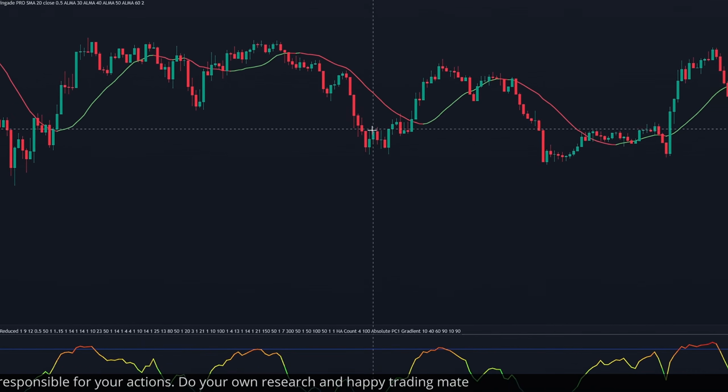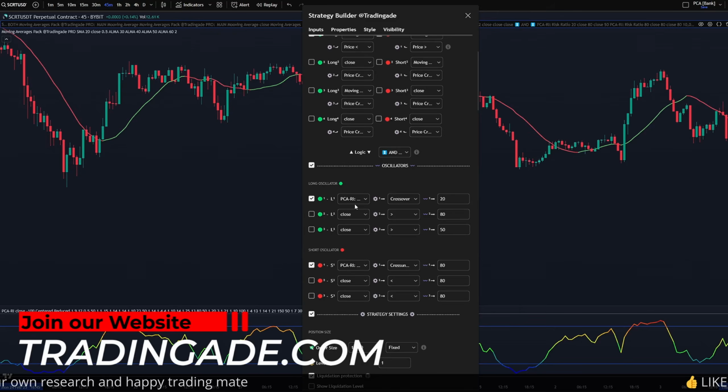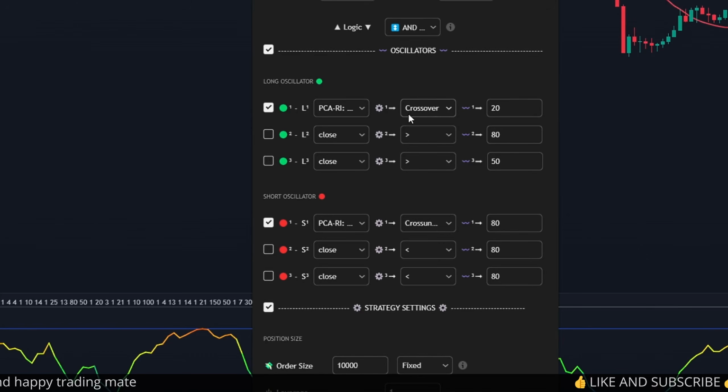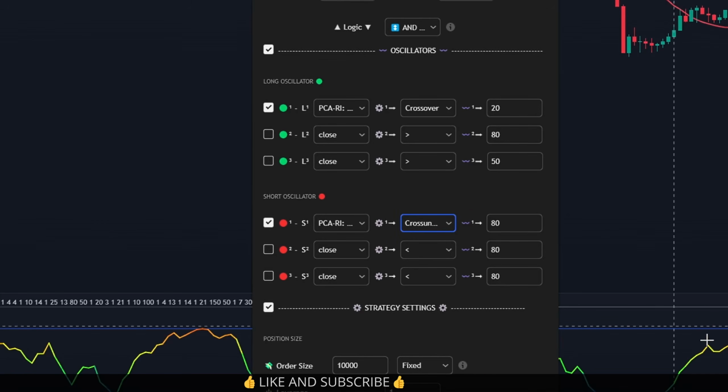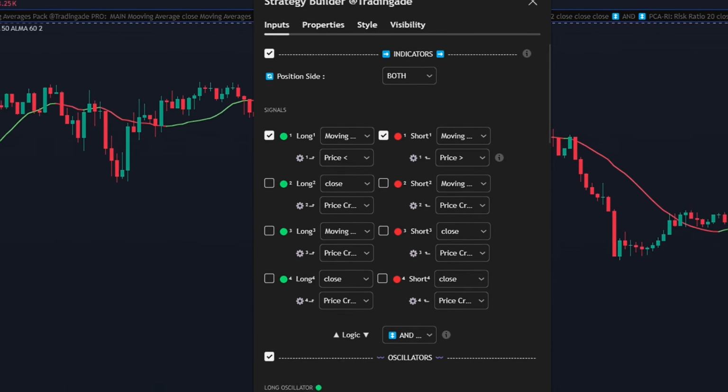Now we can start generating trades using our strategy builder. I already set it up in just 2 seconds. Here I selected the PCA crossing over the 20 level for the long side, while for shorts the PCA crosses under the 80 level. For adding our trend confirmation, for longs the price must be below the moving average, while for shorts the price is above our moving average. Absolutely simple. Let's check some trades.